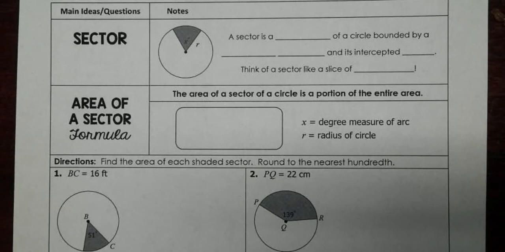Okay, so today we're going to talk about sectors of a circle, which is just basically a slice out of a circle, and we're going to find the area of just this piece of the circle. So think of it as like a piece of pizza or a piece of cake, a round cake, or a piece of pie. Now I'm hungry. Okay, so we are going to look at sectors.